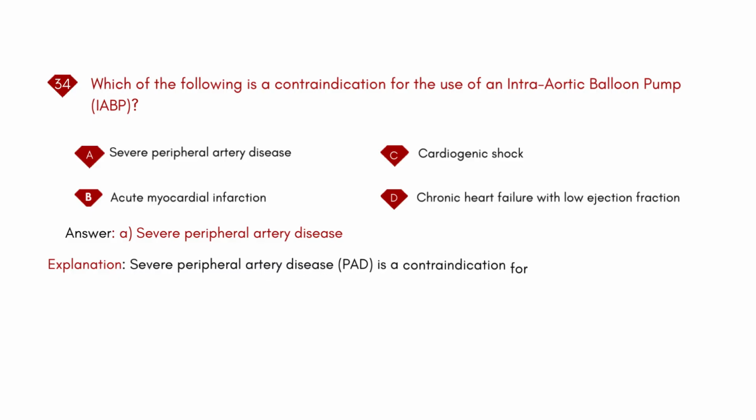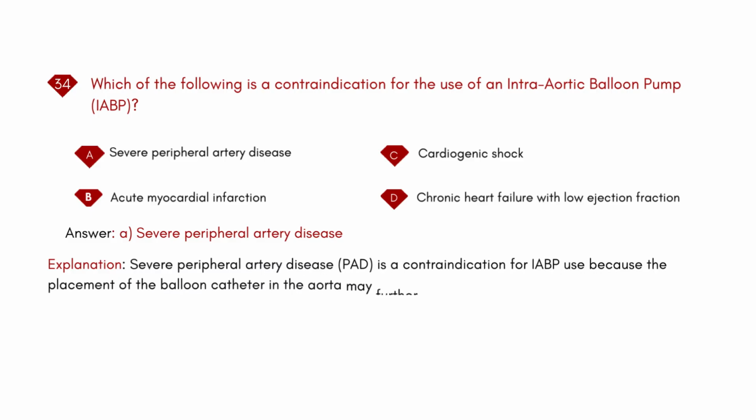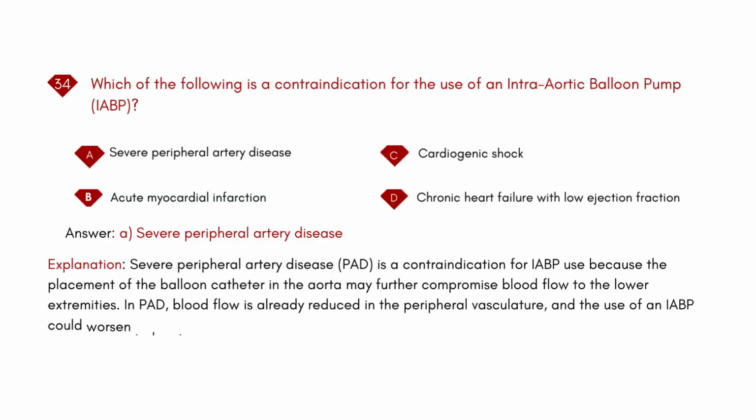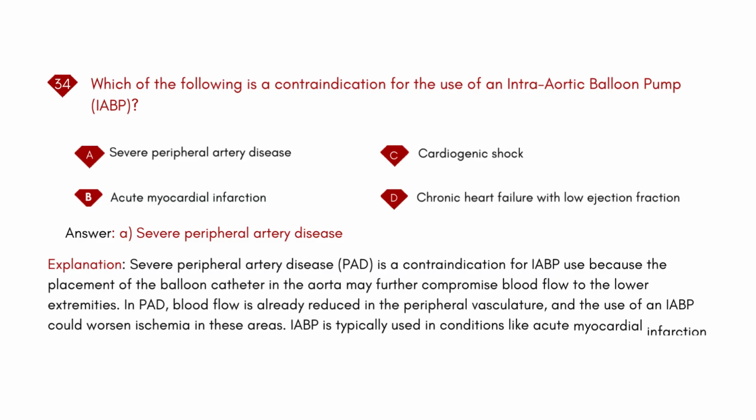Explanation: severe peripheral artery disease, PAD, is a contraindication for IABP use because the placement of the balloon catheter in the aorta may further compromise blood flow to the lower extremities. In PAD, blood flow is already reduced in the peripheral vasculature, and the use of an IABP could worsen ischemia in these areas. IABP is typically used in conditions like acute myocardial infarction and cardiogenic shock.